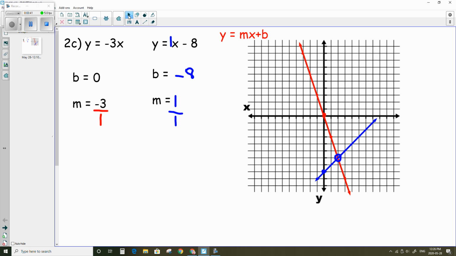All right, and the question is asking for the point of intersection. So you want to say POI equals, and that point looks like it's going to be 2. All right, we're going over to the right 2 on the x-axis, and then down 1, 2, 3, 4, 5, 6, negative 6. So it looks like the intersection for this is going to be (2, negative 6).